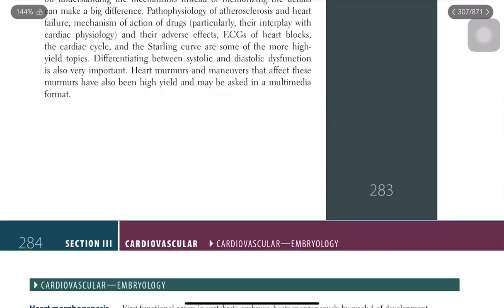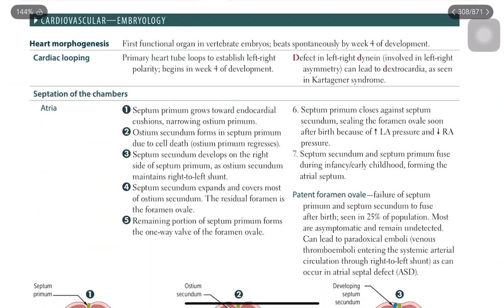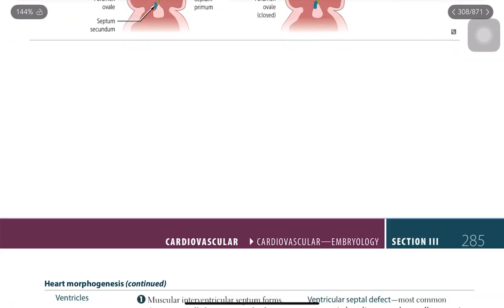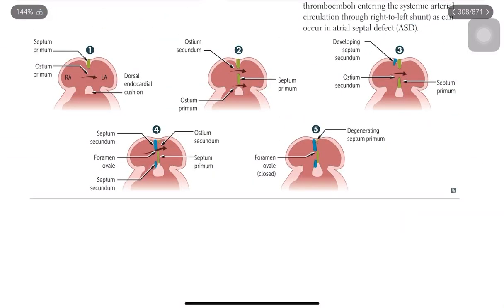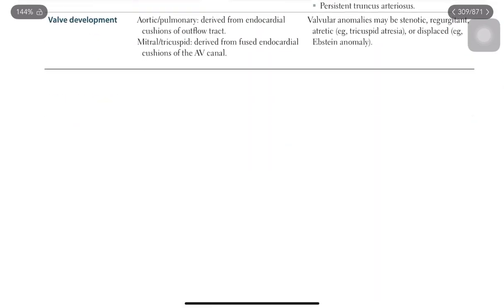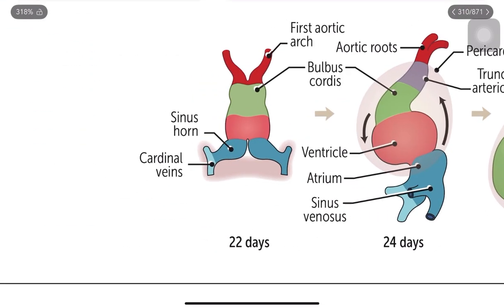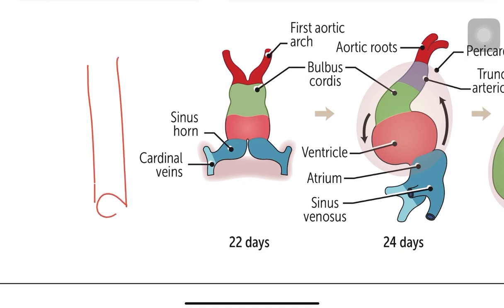So we'll start with the cardiovascular system. First we will go through embryology in this video. So coming through embryology, I would like to start with the formation of the heart, then we will go with the atria and the ventricles, because that would be an easy step. So first the heart would be like a straight tube.